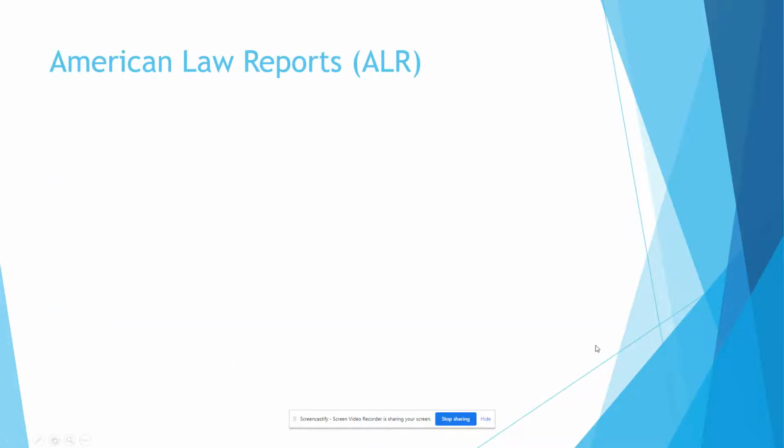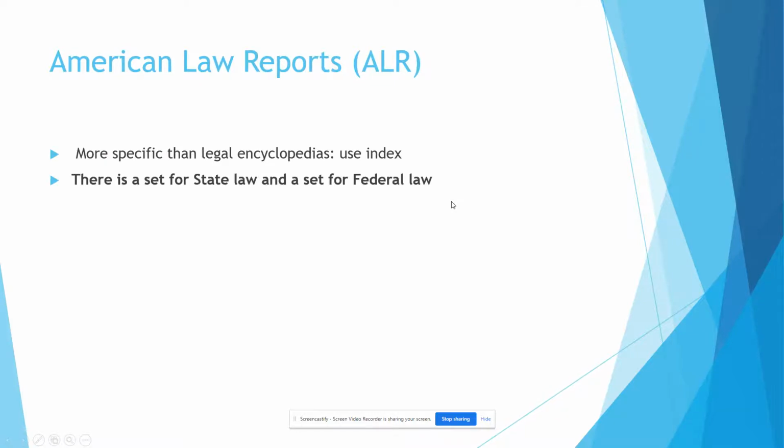Okay, so those are legal encyclopedias. Now you have ALRs, American Law Reports, and they're a little bit of an animal unto themselves. Rather than being a general legal encyclopedia, they have specific areas of law, and then they write little articles on that specific area of law. There's an ALR set for state law and a set for federal law, but the state set covers all 50 states. So again, you might have an ALR article that you think is perfect, but it might not apply in your state.